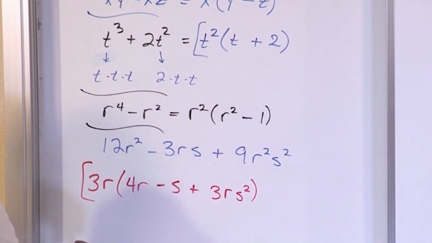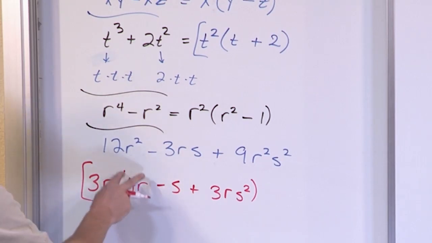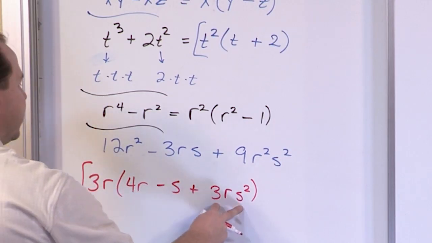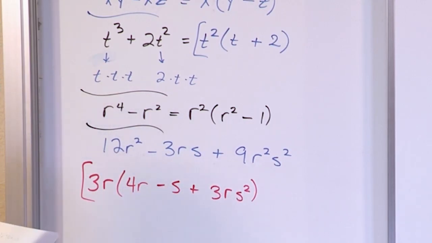And to check your answer, you can just back distribute. This times this gives me this. This times this gives me this. This times this gives me 9r squared s squared. So that's the answer.